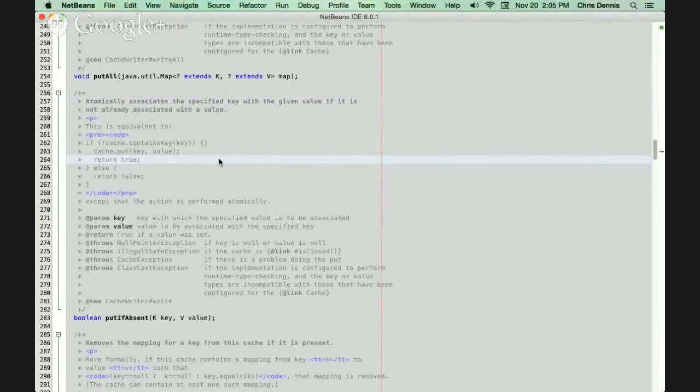I assume that's legible. So it's equivalent to this: if not cache.containsKey, cache.put key value, return true, else return false. Except that the action is performed atomically. And then there's this statement about the cache writer.